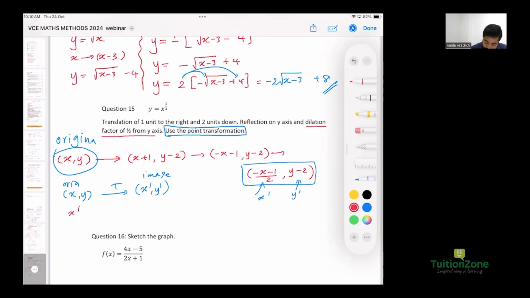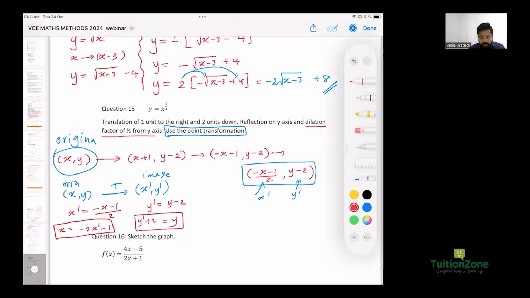So x dash is equal to negative x, negative 1 over 2. Y dash is equal to y minus 2. And all you have to do here is make x and y the subject. What's the y equal to? You can find the y easily. Y dash plus 2. See? We found the y. And likewise, find the x from the other one. X is equal to, what's your answer? Negative 2x dash minus 1, if you rearrange properly.